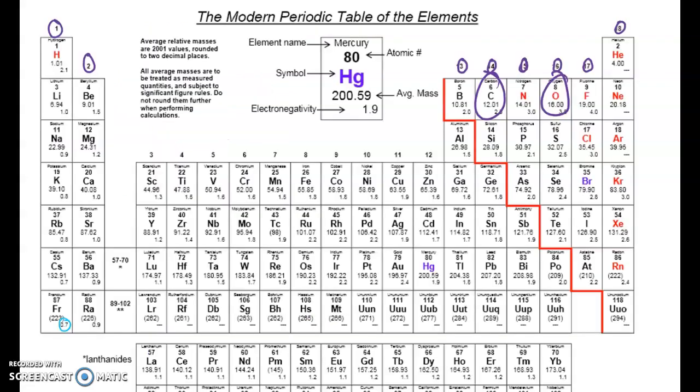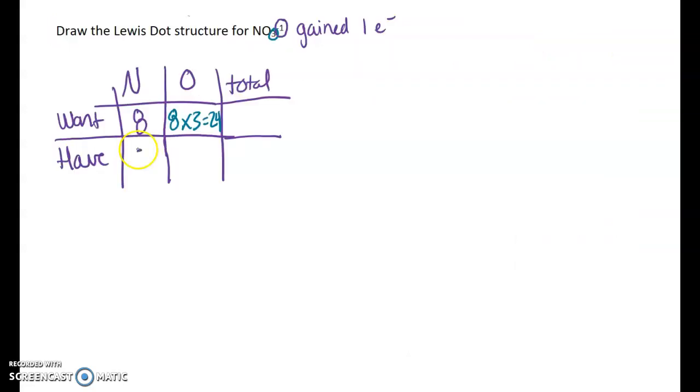Nitrogen, when we look on the periodic table, is in group 5, so it has 5 valence electrons, and each oxygen atom has 6 valence electrons. So we have 5, and then we have 6, and again I'm going to multiply by 3 for a total of 18. When I add these up, I get 32 total for how many electrons this entire molecule wants, and then I'm going to have a total of 23 electrons.